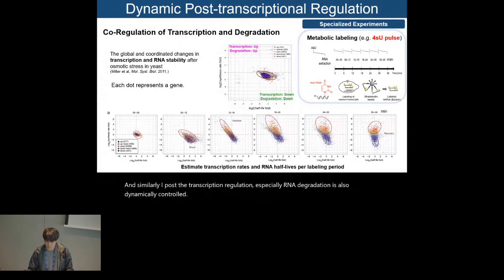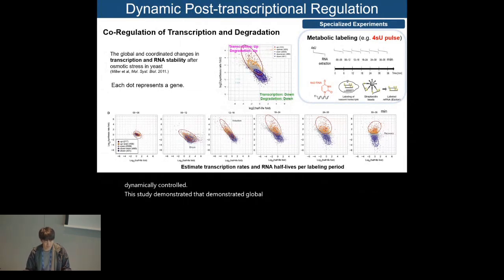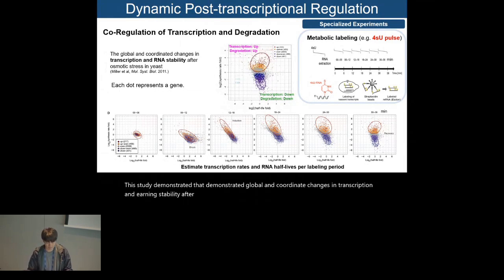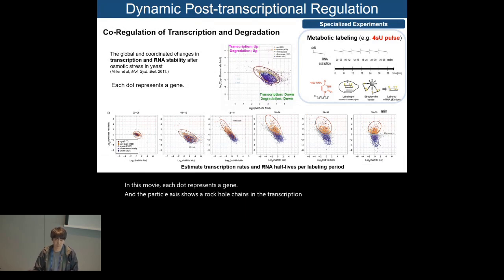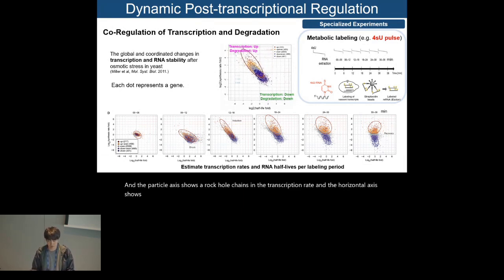This study demonstrated global and coordinated changes in transcription and RNA stability after osmotic stress in yeast. In this movie, each dot represents a gene, and the vertical axis shows a log change in transcription rate, and the horizontal axis shows a log change in RNA half-life.